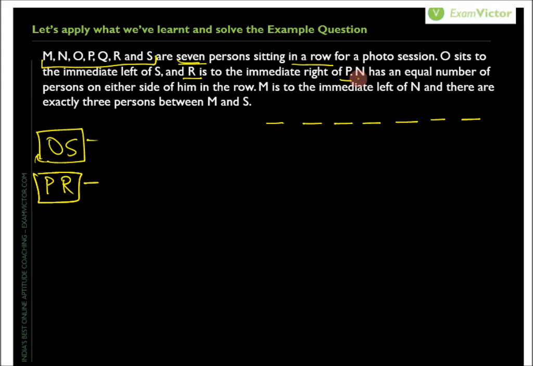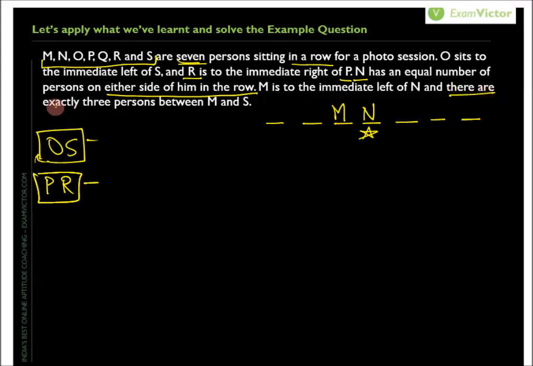Alright. Now the next one, this is interesting. N has an equal number of persons on either side of him in the row. This is a 7-member row. There's only one position that has equal members on either side of it, and that is the center position. This is the center position, so N is right here. M is to the immediate left of N. So this is easy. You can put M here.